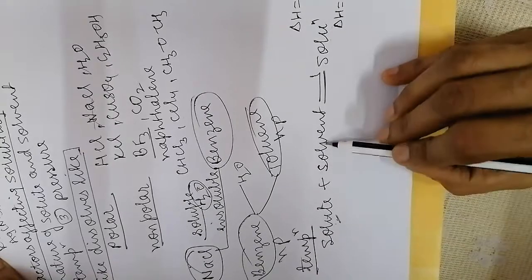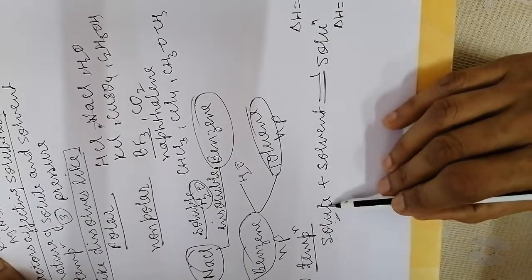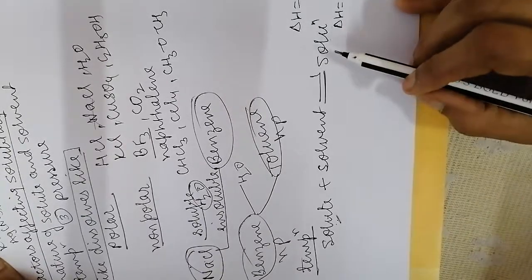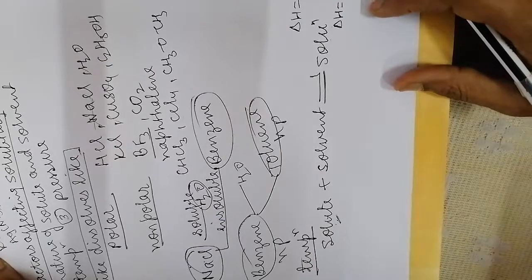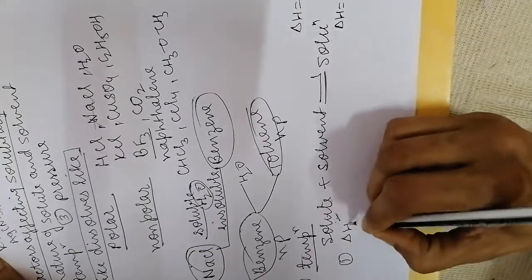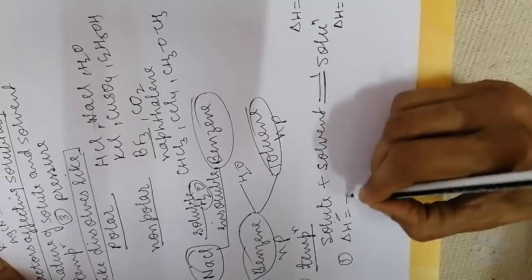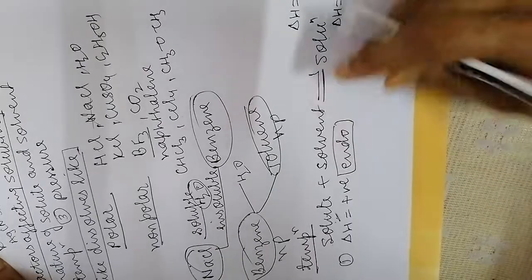When we dissolve solute in solvent, a solution is prepared. We keep on dissolving solute. Then a saturated solution will be obtained. And in every saturated solution, equilibrium is established. Clear? Now, suppose this dissolution is endothermic, delta H is positive, the process is endothermic.